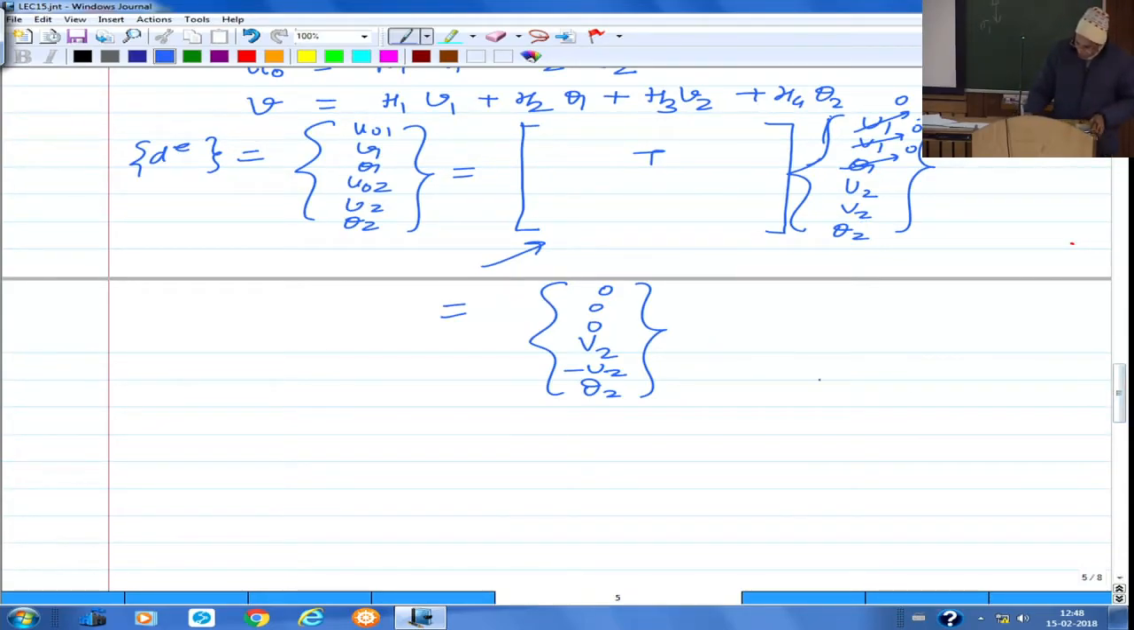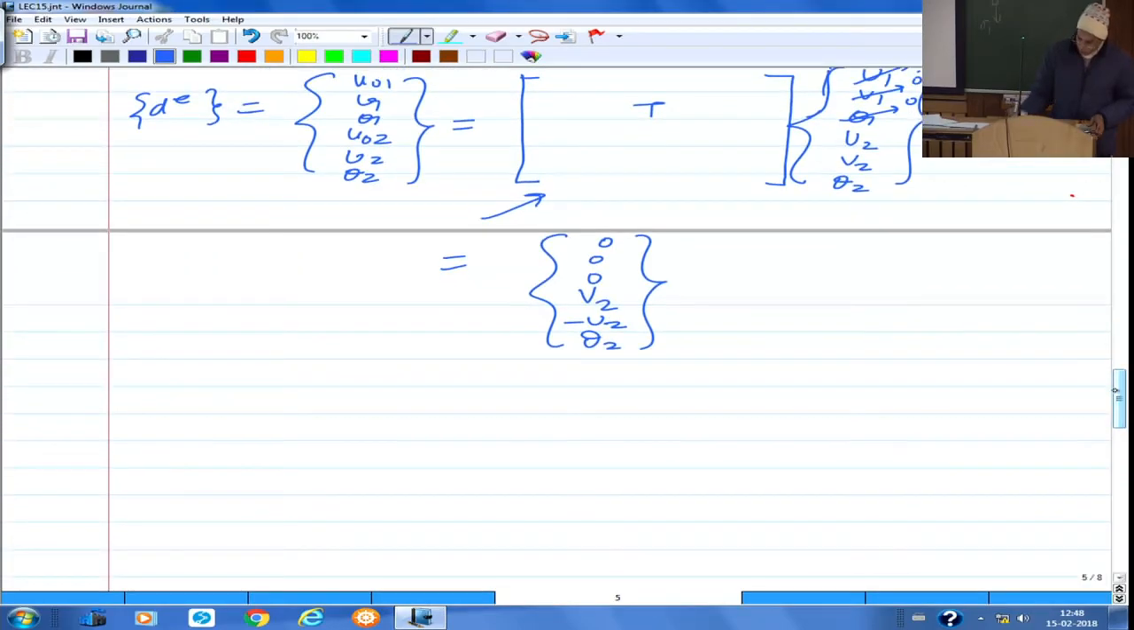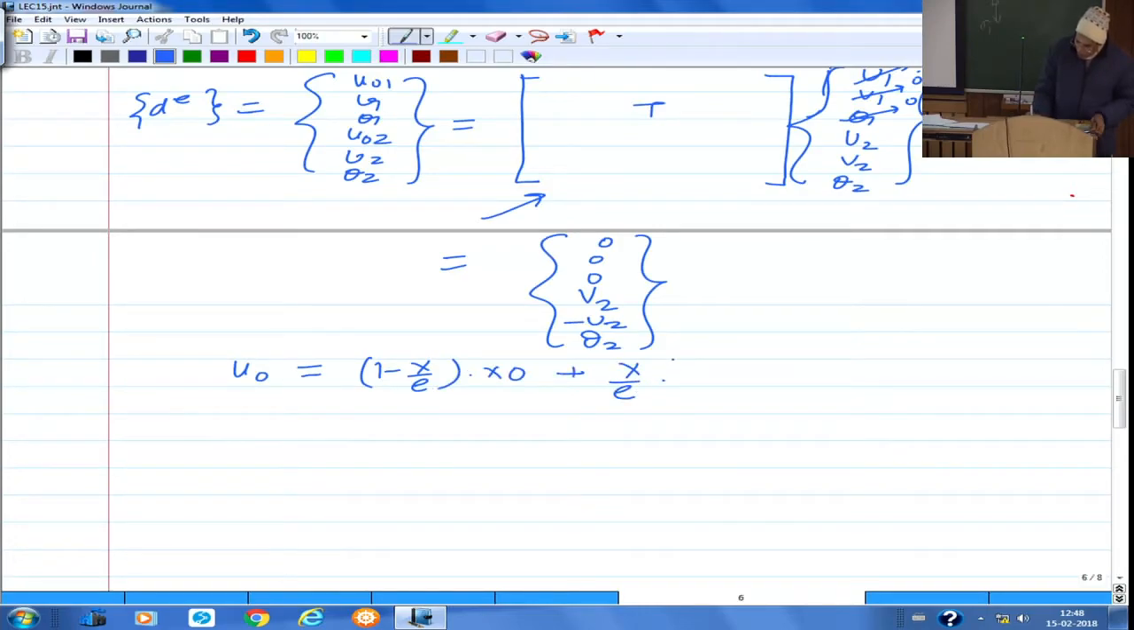So once you do this, you are calculating now that u naught 1 is 0, v1 is 0, theta 1 is 0, u naught 2 is equal to capital V2, which you would have solved, and v2 is equal to minus u2, and theta 2 of course is equal to theta 2. Then you can write u naught is equal to N1, which is 1 minus x by L, into u naught 1, which is 0, plus N2, which is x by L, into u2, which is actually V2. So you get x by L into V2, which is the displacement along the global y-axis at node 2.